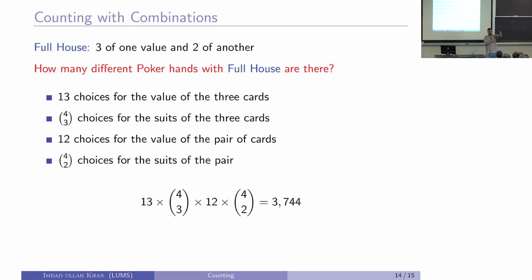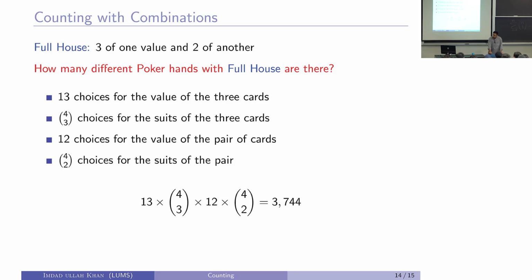I choose a value for the 3 of a value, and then I choose which 3 suits are there. It could be hearts, clubs, diamonds, or hearts, clubs, spades, or hearts, diamonds, whatever, the 4 choose 3 different types. Does it make sense? And then I have the other value for the 2, and there are 4 choose 2 different ways. Think about it. Generally I make diagrams, but here I cannot make the diagrams for this.